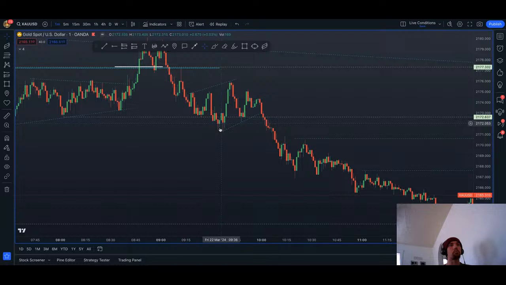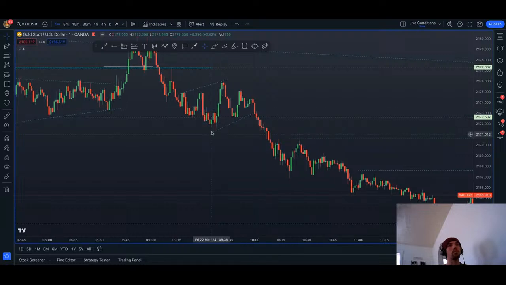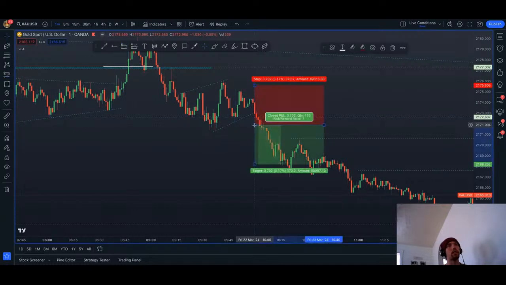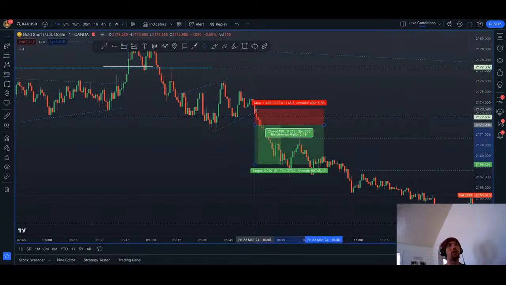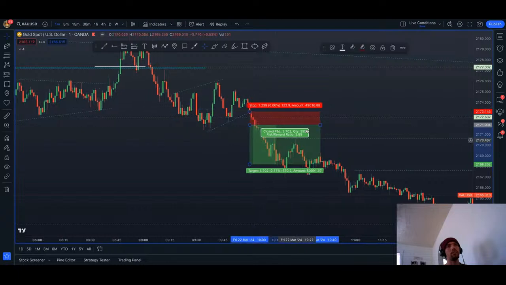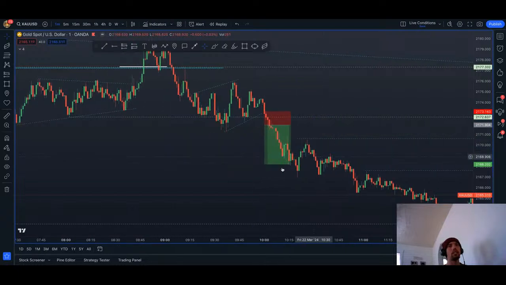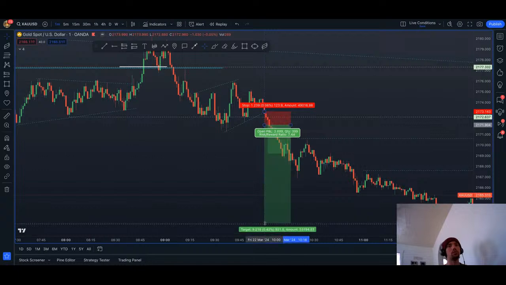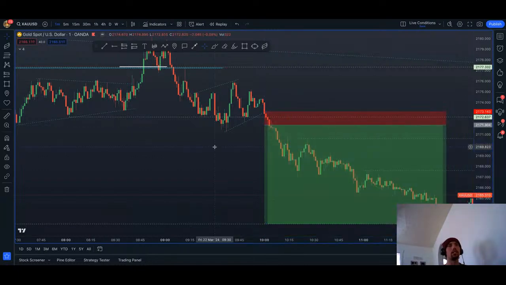So price forms this flag, and as soon as it gives this second rejection here and pushes back up, you can now look to set your sell just below that with your stop loss on the inside of the structure. Okay, and again, we're targeting our lows. That's 90 points. And there's our trade.